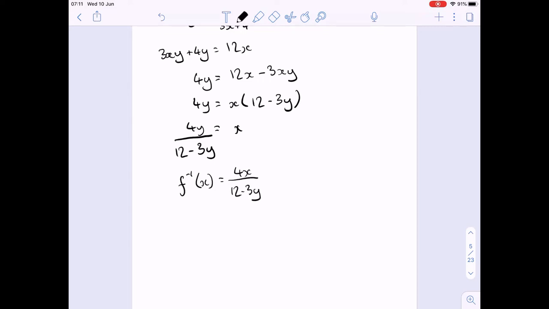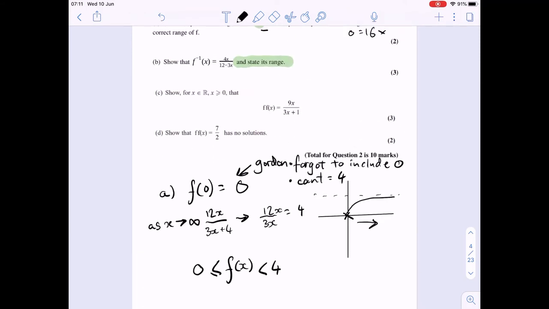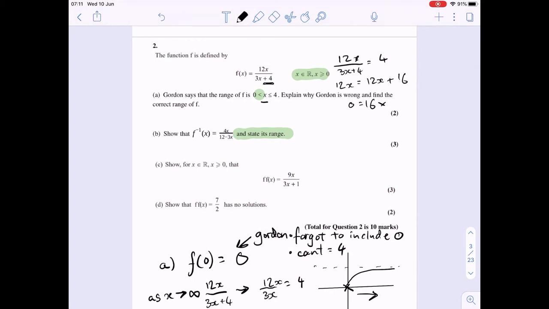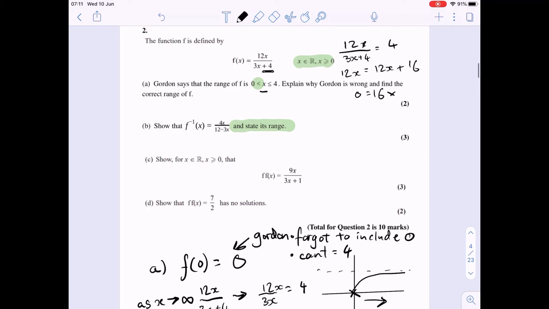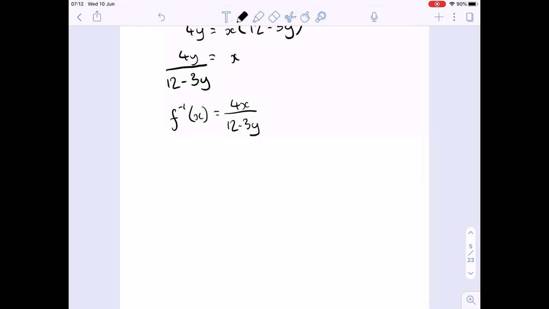Now when we've got our inverse function, we would swap the x's and y's around, so the inverse function in terms of x is going to be 4x over 12 minus 3x. We haven't quite stated the range yet, so the range of the inverse, if you remember, is going to be the same as the domain of our original function, and the domain of our original function was this thing up here, yeah, x is in the reals and x is greater than or equal to 0. So if I'm describing the range, I would say f minus 1 of x is in the reals and f minus 1 of x is greater than or equal to 0.